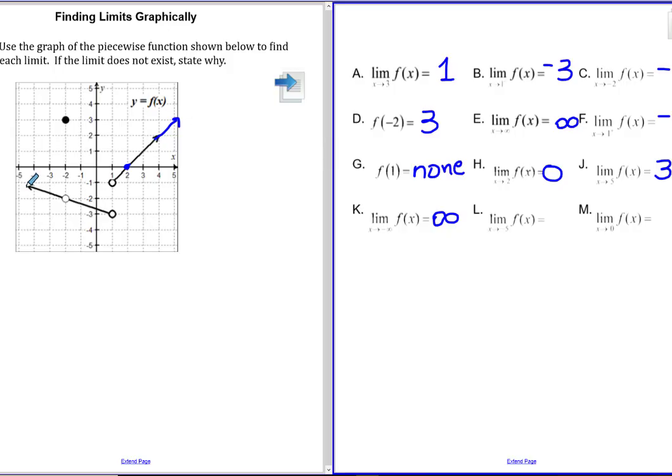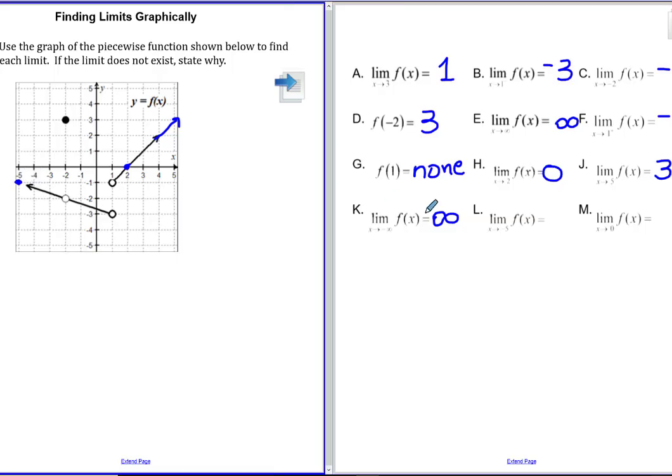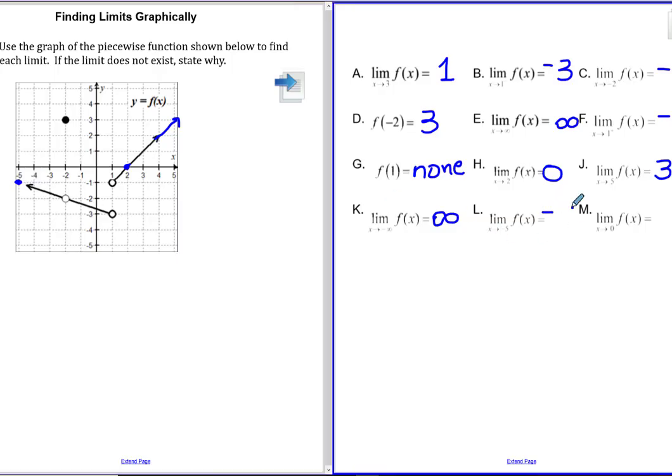looks like it's going to, let's see, what's the slope? Up 1, 1, 2, 3, up 1, 1, 2, 3. So it's going to go to -1 when it gets to -5.